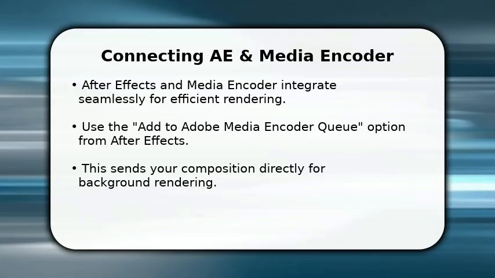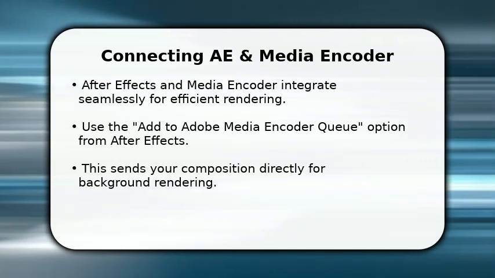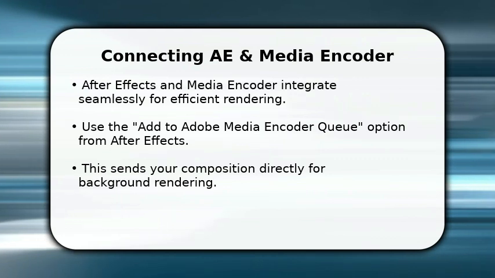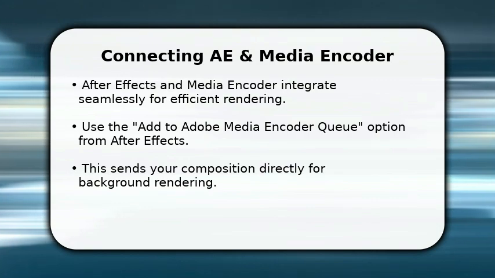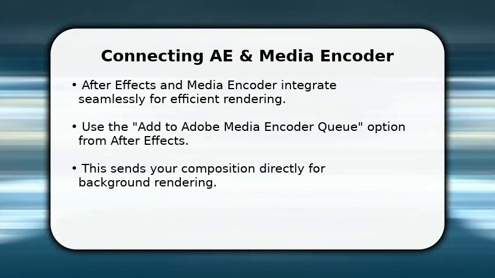Enjoy the video. In this video, I will explain how to connect Media Encoder with After Effects. First, open your After Effects project and select the composition you wish to export. Navigate to Composition in the top menu, then choose Add to Adobe Media Encoder queue. This action automatically launches Media Encoder and adds your selected composition to its rendering queue, allowing for a smooth workflow.